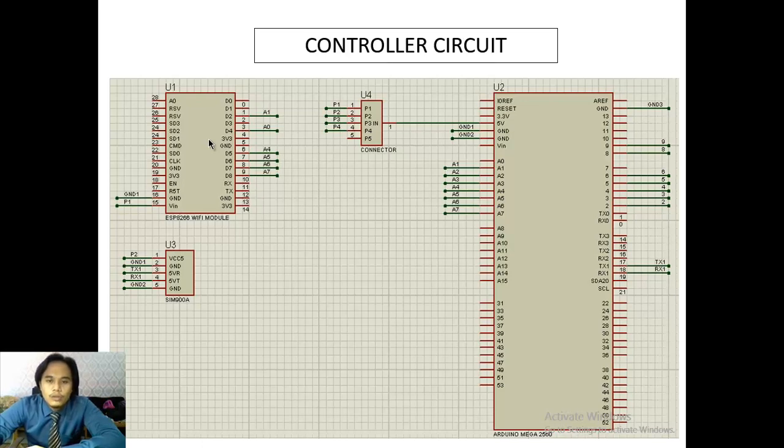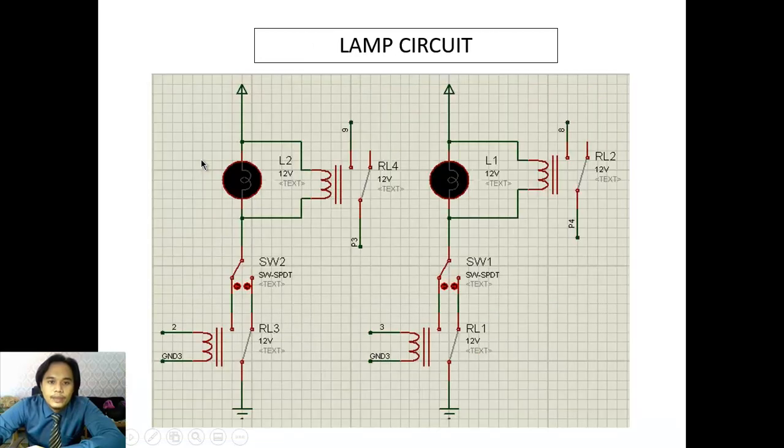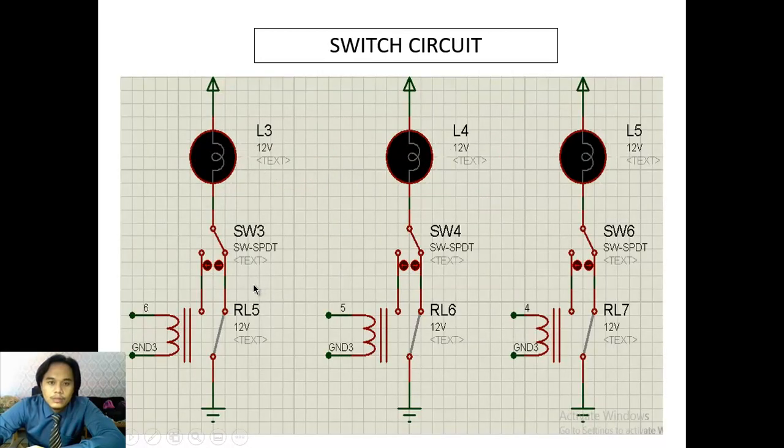This is my Proteus control circuit. The Arduino will connect to the ESP Wi-Fi module, and the SIM card will be in here. This is my LAN circuit. This is the manual one. This is the switch circuit.